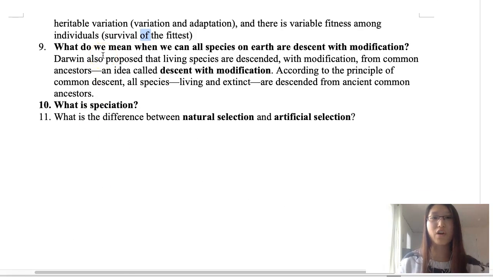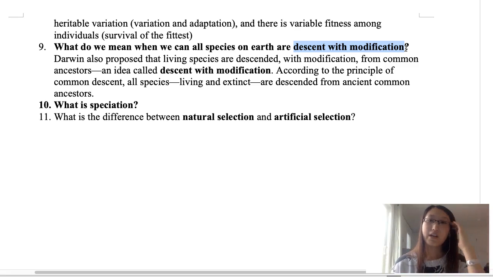What do we mean when we call all species descent with modification? This is real important. We say that all species on Earth are descent with modification. I am, you are, my cat is. We're all descent with modification because we're descendants of our ancestors, whether in the sense of being the descendant of your parents, grandparents, all that, but we're also descendants of our ancestors, such as the ancestors of human beings.